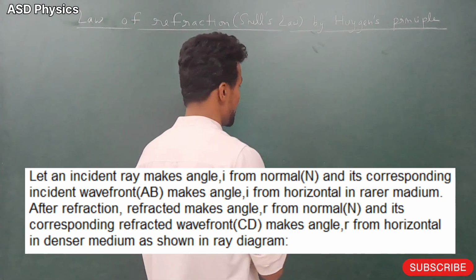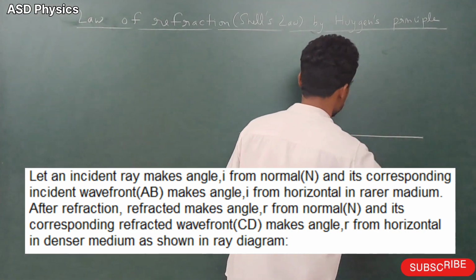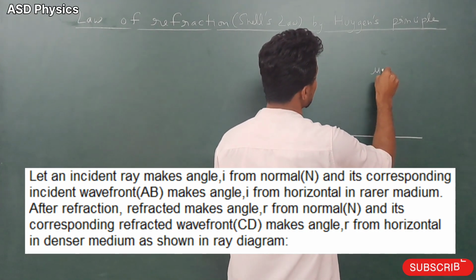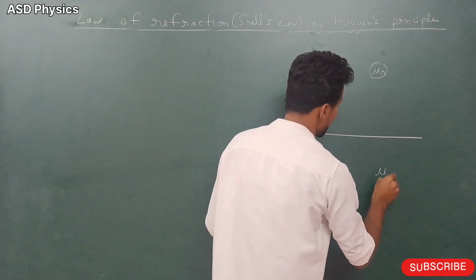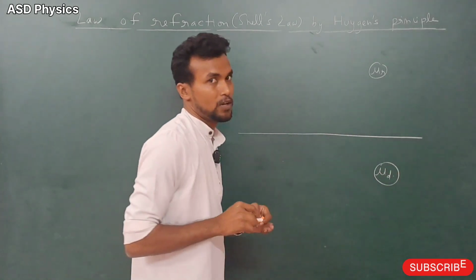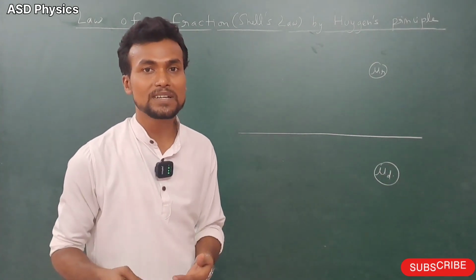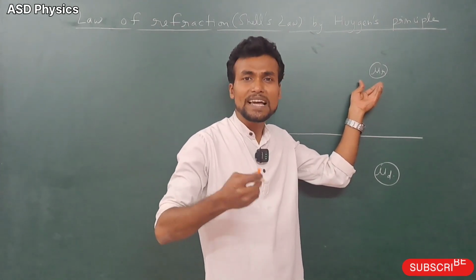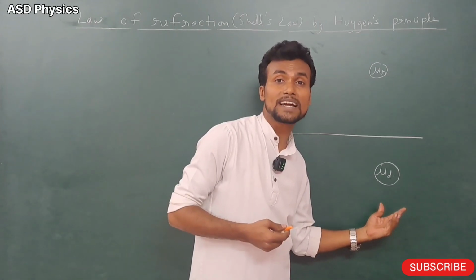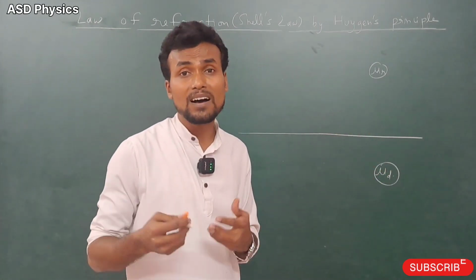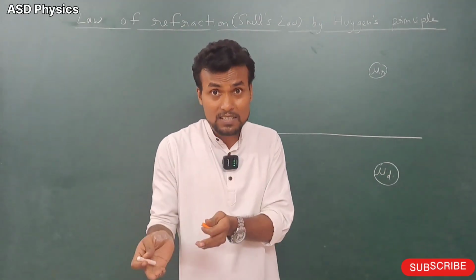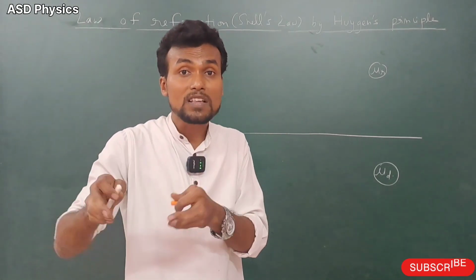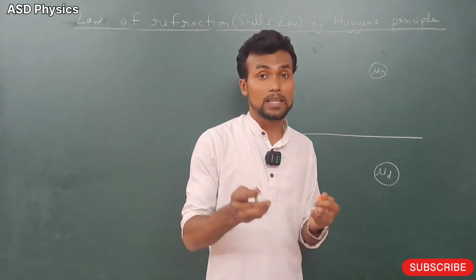So let's start the derivation. Here I have taken one boundary. Here I have taken the rarer medium, and here the denser medium. I hope you know rarer and denser medium very well, but I will tell you in a short way. In a rarer medium, the speed of light is more, and in a denser medium, the speed of light is lesser. If we compare glass and water, glass is denser but water is rarer. Similarly, if we compare water and air, water is denser and air is rarer.